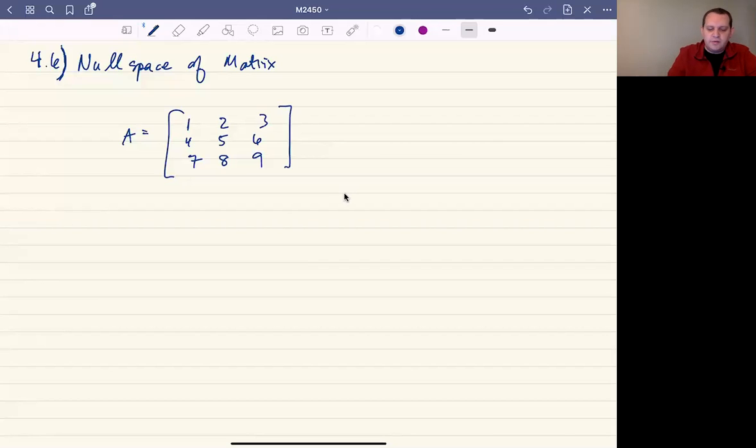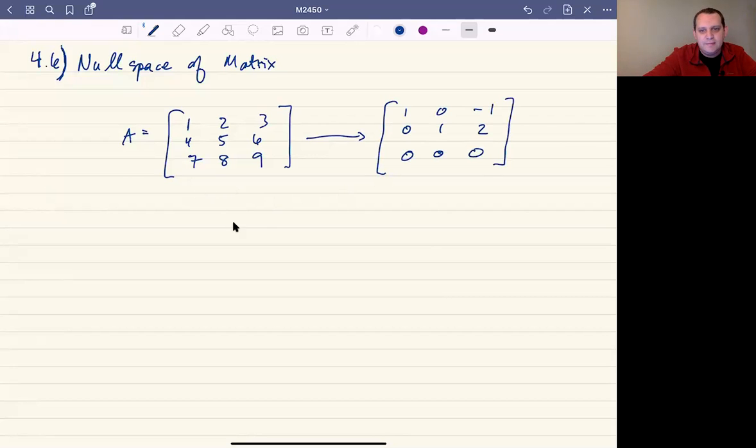In this video, I want to talk about what's called the null space of a matrix. Here, we're going to start with the matrix A, which is just 1, 2, 3, 4, 5, 6, 7, 8, 9. This is one that we've worked with before. In fact, we've seen that if we apply elementary row operations, we can get this into a reduced row echelon form where it's 1, 0, minus 1, 0, 1, 2, 0, 0, 0. So that's the reduced row echelon form of our matrix A.